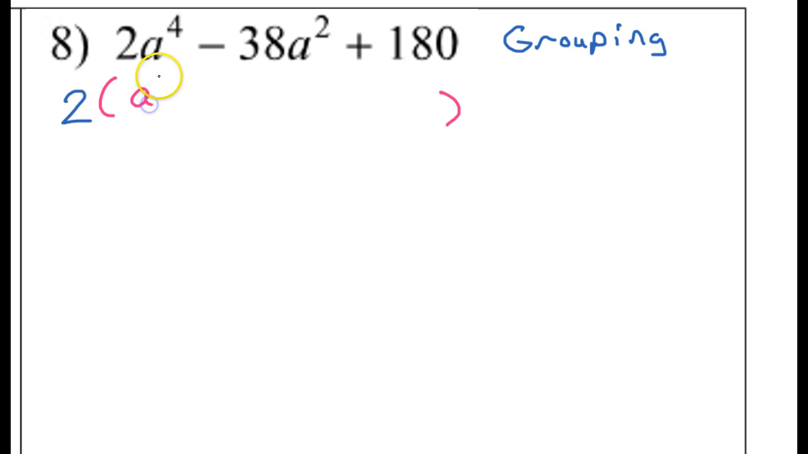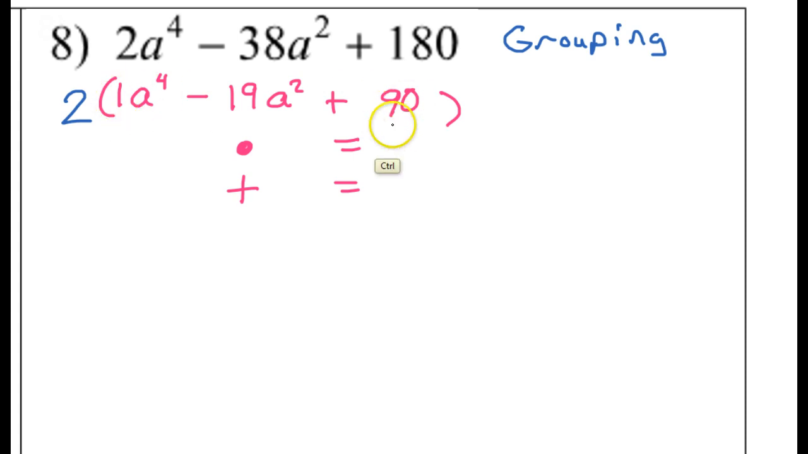So that's going to give me a to the fourth power minus 19 a squared plus 90. Next, we need a product and a sum. So I'm going to set up my product and my sum. Let's start with the product. The product comes from A times C. 1 times 90, so that's going to be 90. The sum comes from the B value, so that's got to be negative 19.